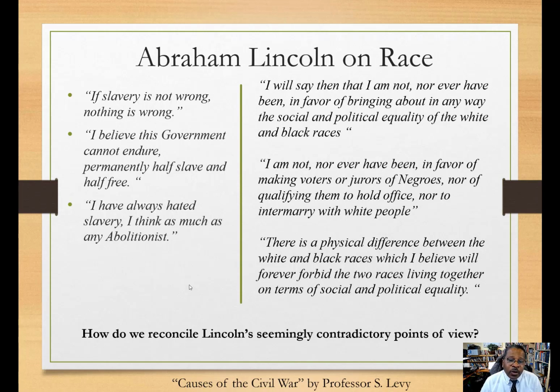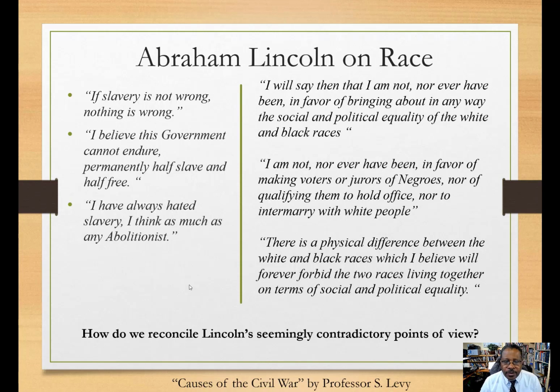He went on to say, "I am not, nor ever have been, in favor of making voters or jurors of Negroes, nor of qualifying them to hold office, nor to intermarry with white people." So Lincoln wasn't in favor of black people being allowed to vote or to serve on juries, and he didn't believe in interracial relationships. And he said, "There is a physical difference between the white and black races, which I believe will forever forbid the two races living together on terms of social and political equality."